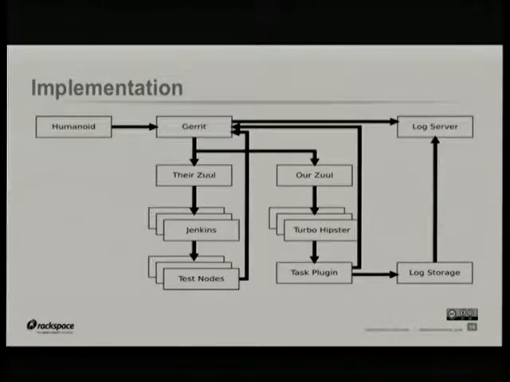So we run it in parallel, where we have our own Zuul, which subscribes to the same event stream. We then have workers called Turbo Hipster that watch Zuul and say to Zuul, I know how to run the database migration tests. So Zuul will hand the work off to Turbo Hipster, which will run the tests in a plugin. It will upload the logs to the log storage, and return the results back to Gerrit. So in the code review system, you will see a vote from Jenkins, which is the OpenStack CI, which is all the typical PEP8 tests and unit tests and so on. But you also see a comment against your patch from Turbo Hipster, which is testing your database migrations.